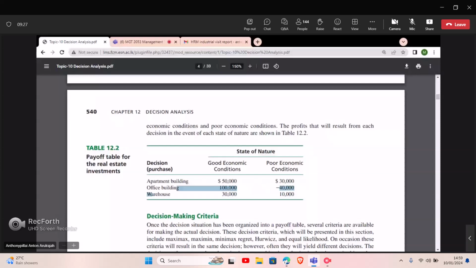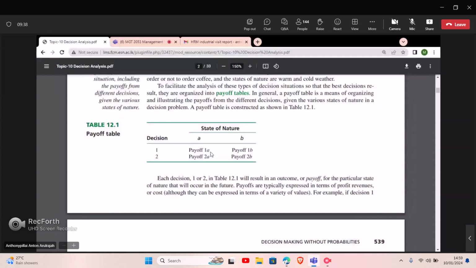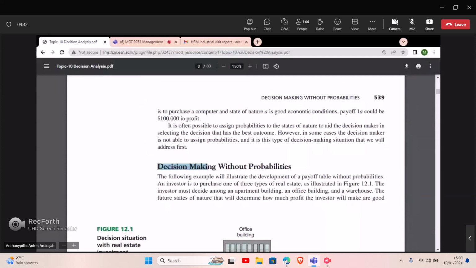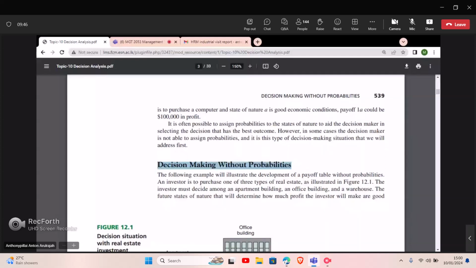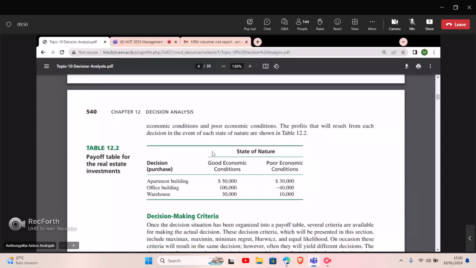Right? The person is facing a situation, but here he or she doesn't know the probabilities. We don't know the probability, the chance of occurrence. But according to this table, you see there is a state of nature. There are two: one is good economic conditions, and the other is poor economic conditions.